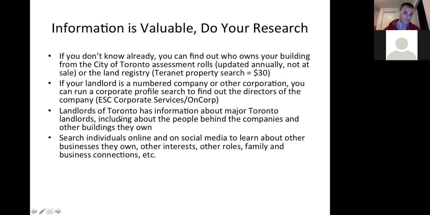A good resource is landlordsoftoronto.com. It's got good information about some of the major landlords in the city. So, you know, your Starlights, Metcalf, stuff like that. So those are situations where you might know who owns the building, but you might not know much about these people. So there's some information there about the people behind the companies, and other buildings that are owned by the same landlord. And another useful thing to do to gather information is to search individuals online and on social media. Not all landlords have big online presences, but a lot of them do. And that could give you some useful information for learning more about their interests and how you could target those in your campaign.